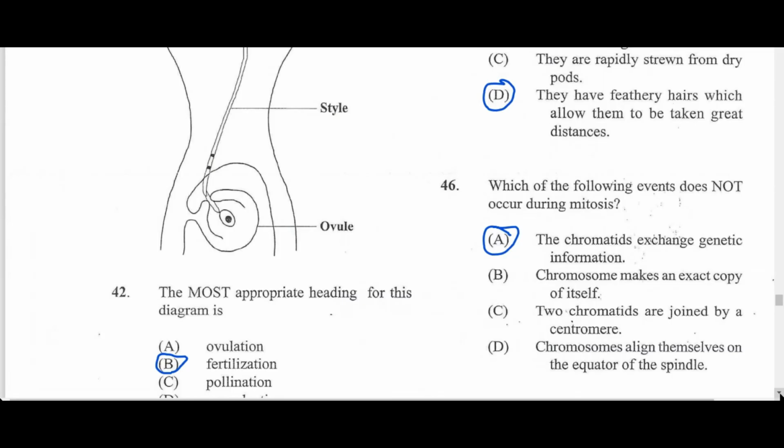Then we have 46. Which of the following events does not occur during mitosis? That's chromatids exchanging genetic information. This process takes place in meiosis, not in mitosis, where we have crossing over in meiosis.